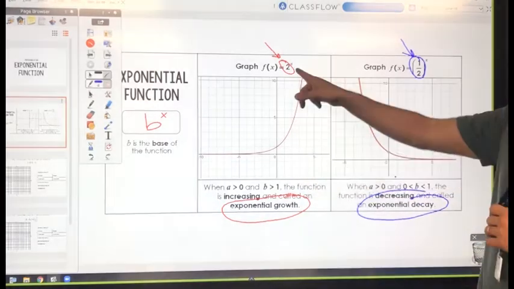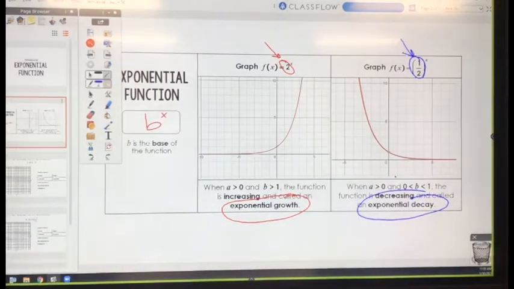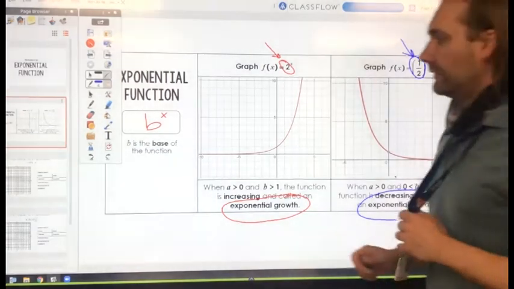So exponential growth, your base is going to be greater than 1. Exponential decay, your base is less than 1 and greater than 0. So think a fraction.